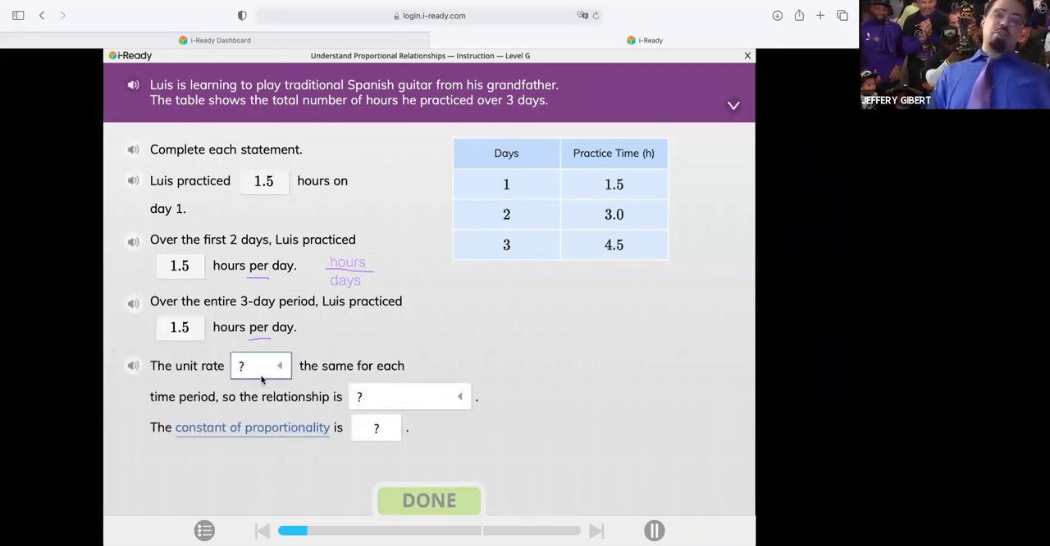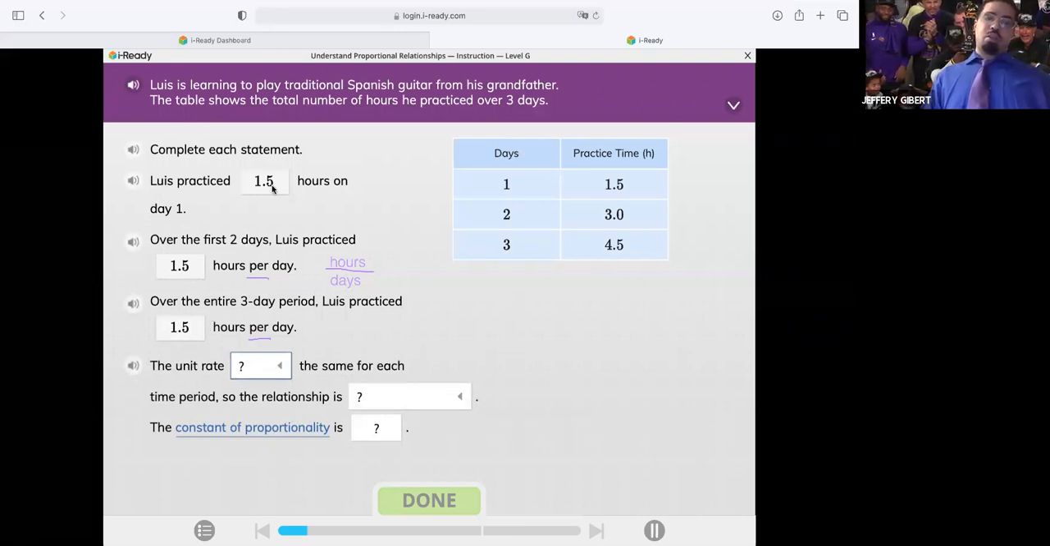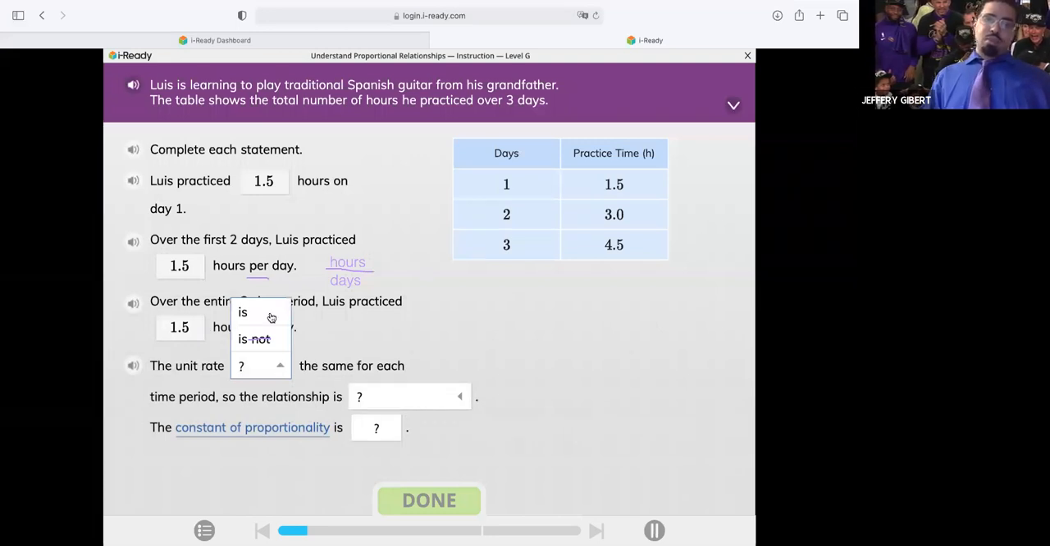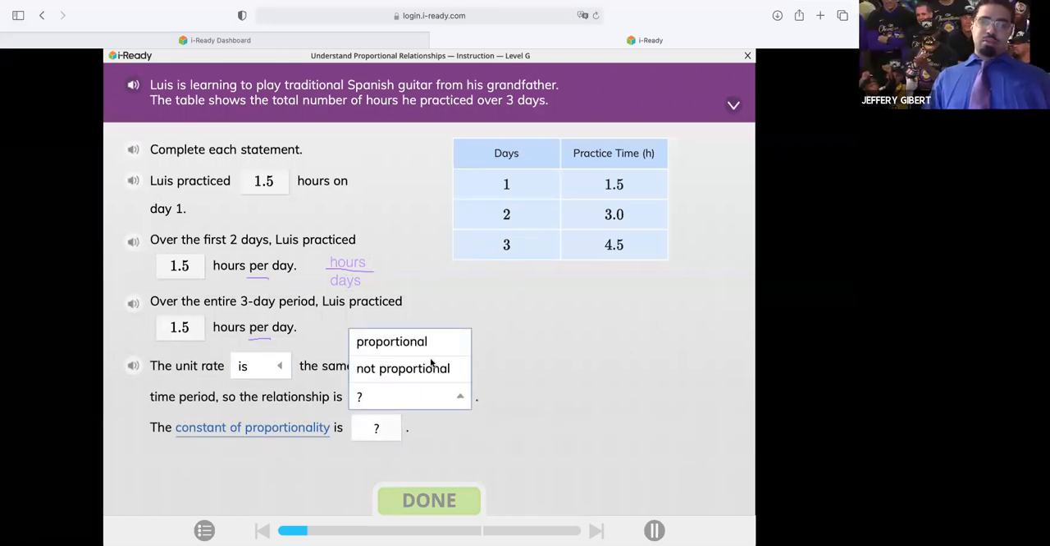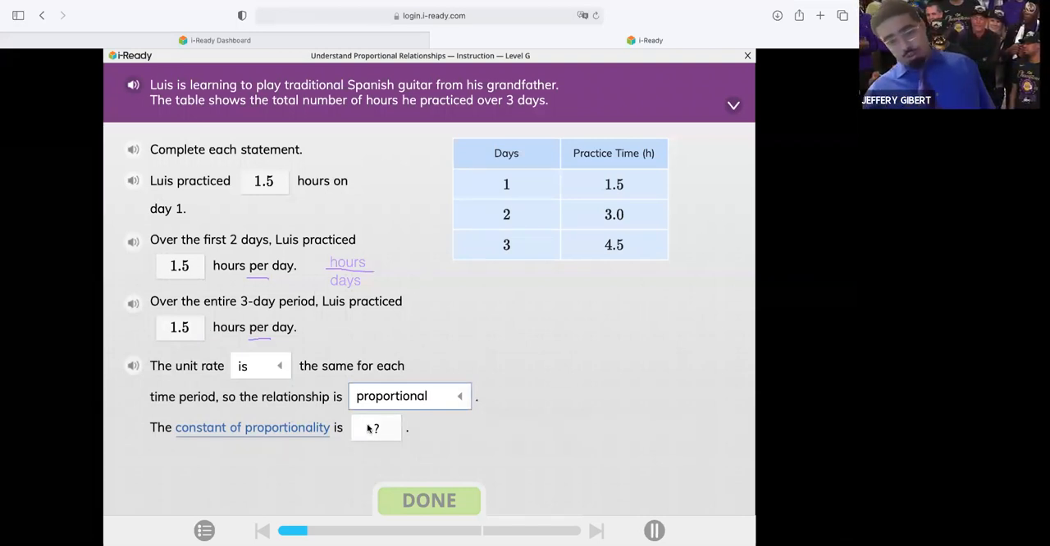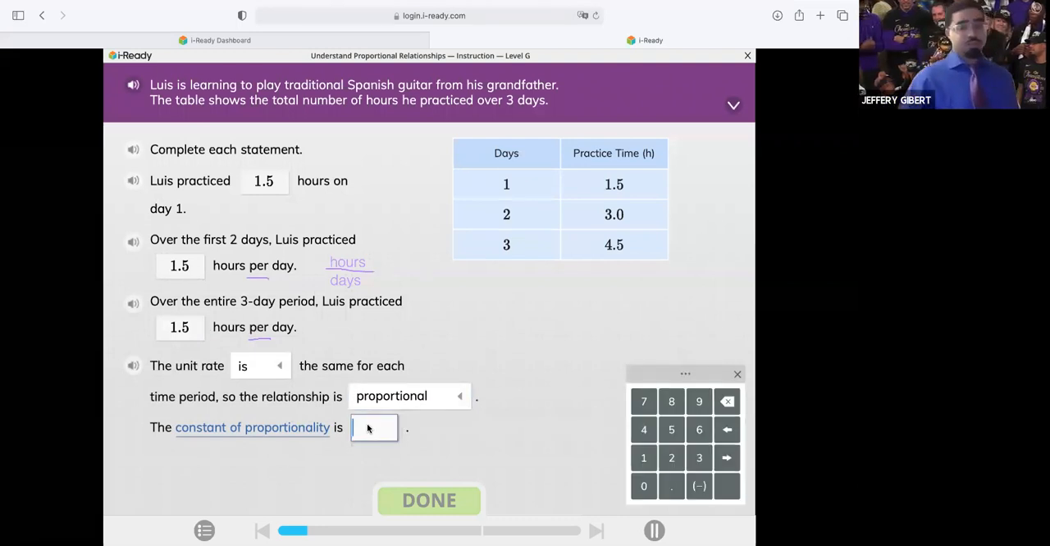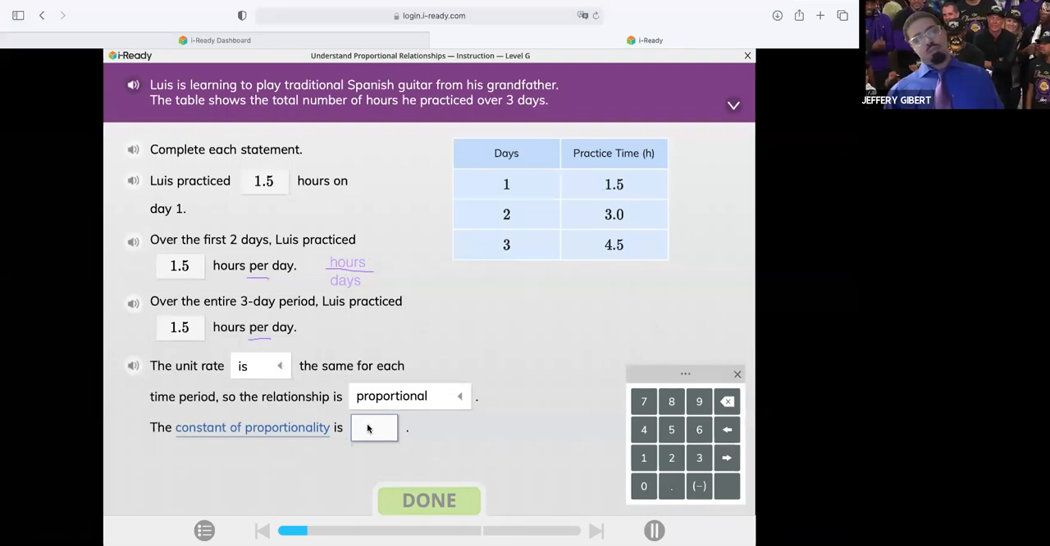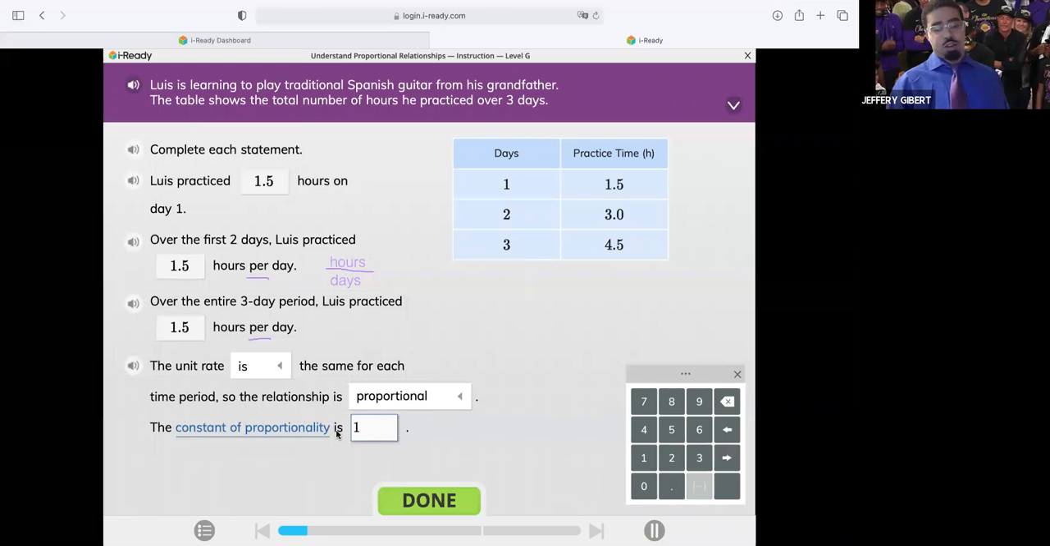All right, so Sergio, these were the unit rates. So are these unit rates the same or not the same? The same. And when the unit rates are the same, is it proportional or not proportional? Proportional. And then when it is proportional, the answer that you got is the constant of proportionality. So what's the constant of proportionality here? 1.5? Yes. Unit rate and constant of proportionality are like the same thing.